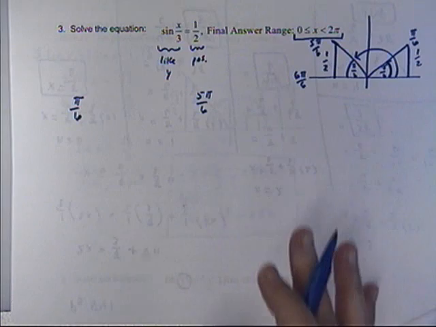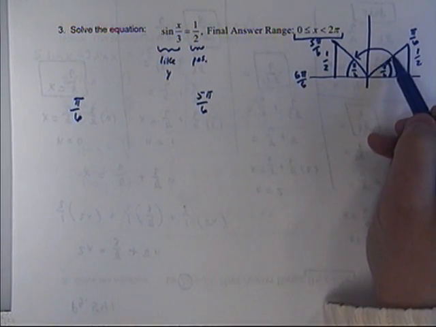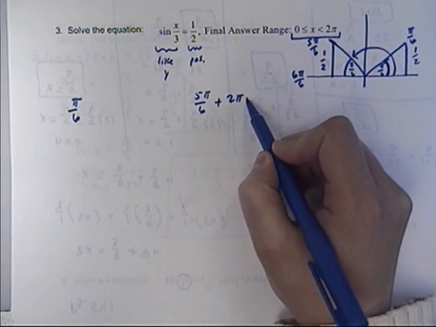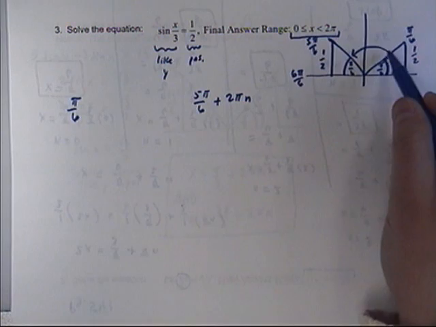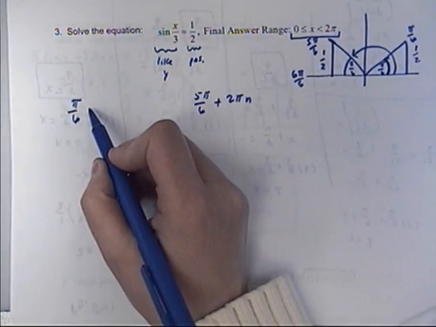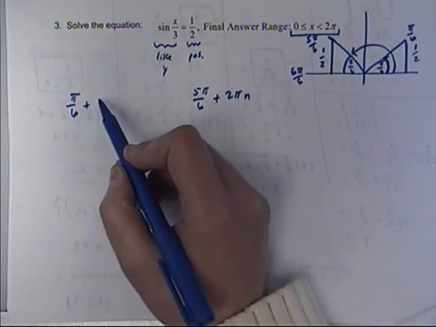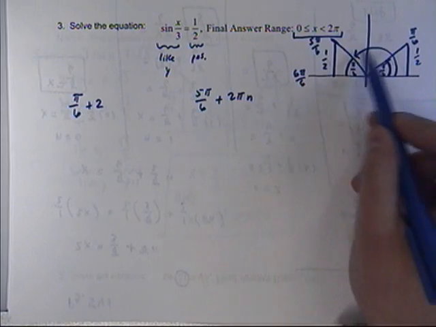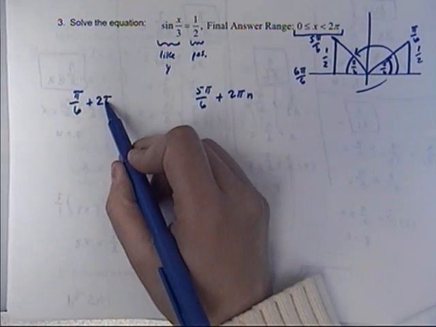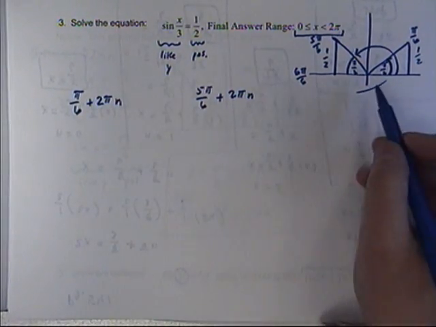Now remember, those are my original positions. If I want more positions, if I want to rotate around again and stop in that same spot, I'd have to add 2 pi, and then n being however many extra rotations. 1 rotation, 2 rotations, 3 rotations, that's n. Same thing on the other side. If I want to add additional rotations, I'm going to get the same answer if I stop in that same spot, simply by adding 2 pi, and n being the number of additional rotations that get me there.